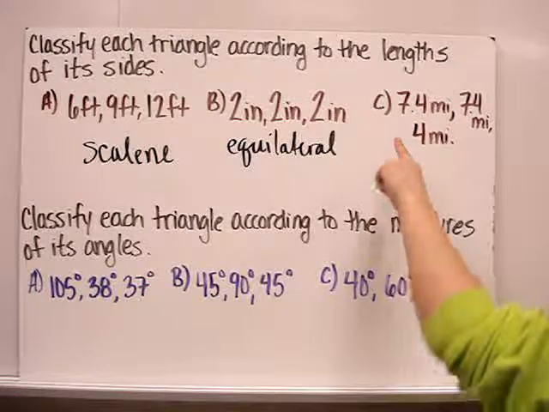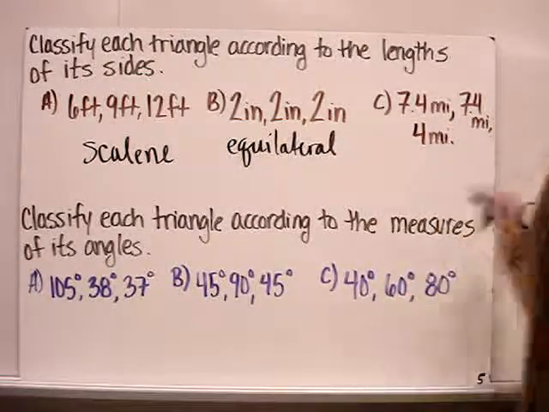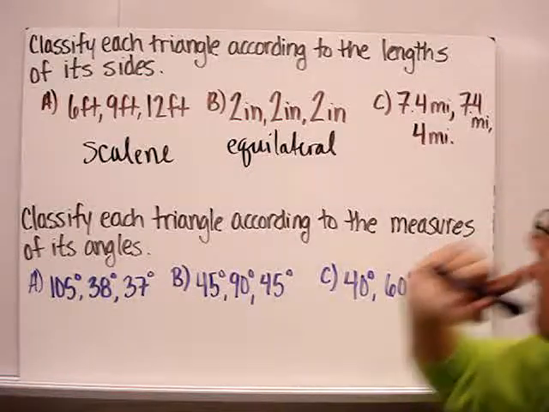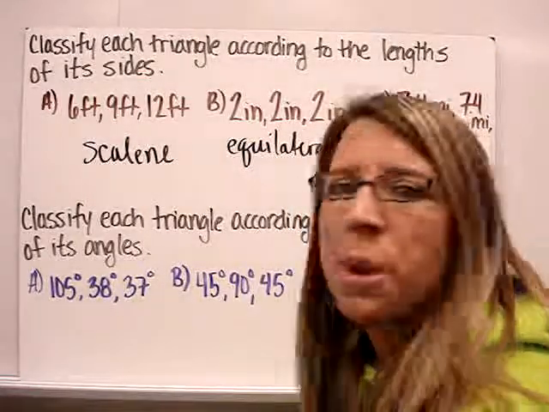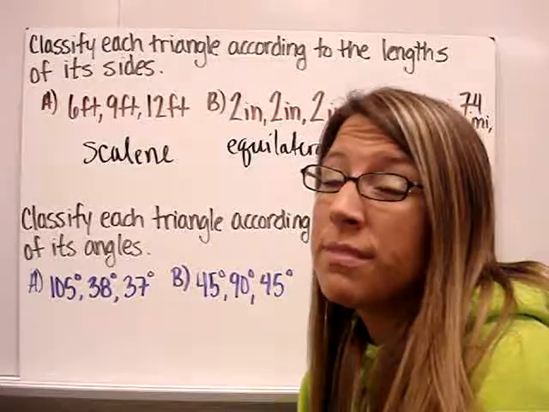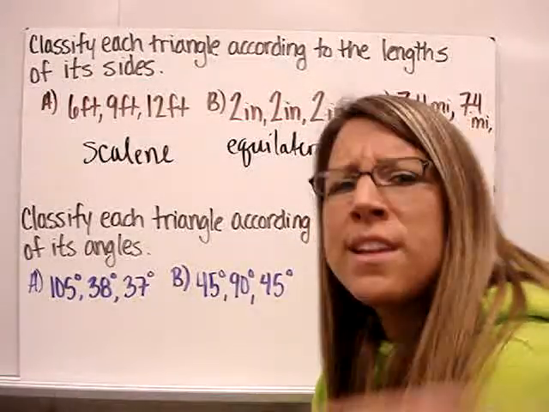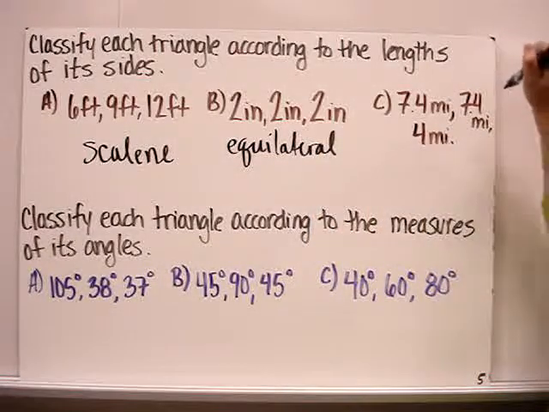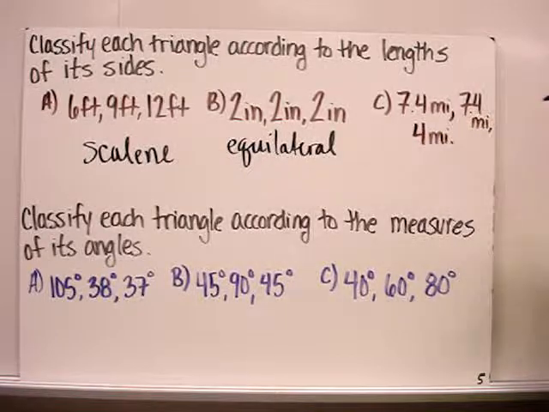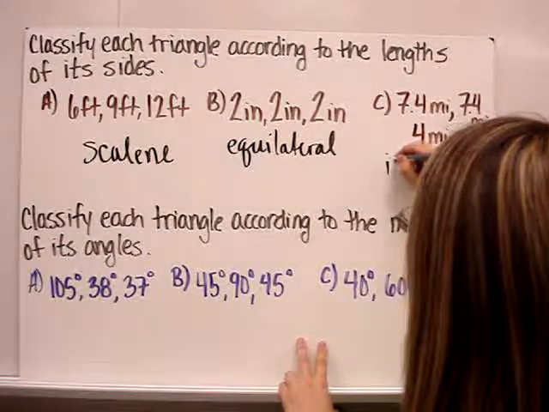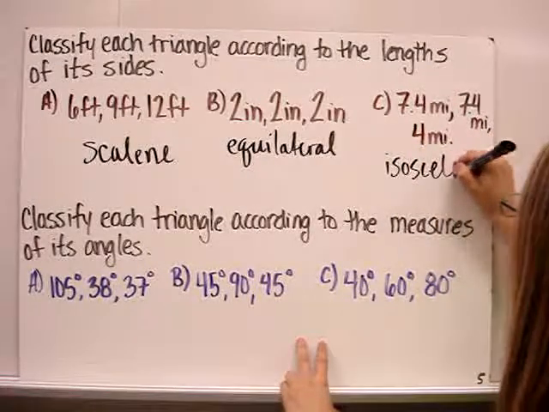And then lastly, triangle C has 2 sides that measure 7.4 miles. What kinds of triangles would you measure in miles? I guess plots of land could be measured in miles. So that might be a triangular piece of land. Something to think about. So 7.4 miles, 7 4/10 miles, and 4 miles. Well, 2 sides are the same length, the other is different. So we're going to call this isosceles.